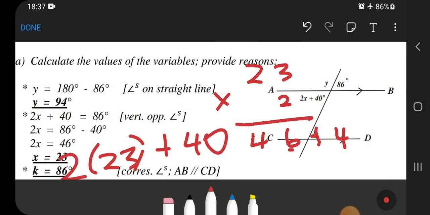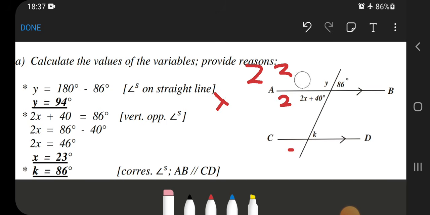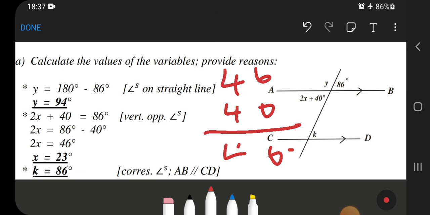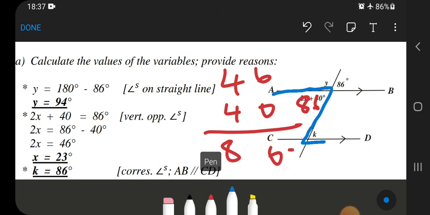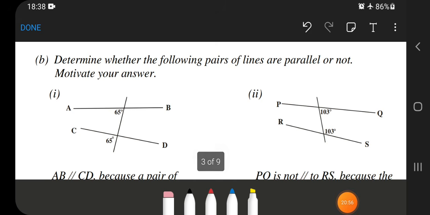So 46 plus 40, right? Let me do it here. 46 plus 40: 6 plus 0 is 6, 4 plus 4 is 8. So we have 86 here. And then remember Z, so K is also equal to 86.